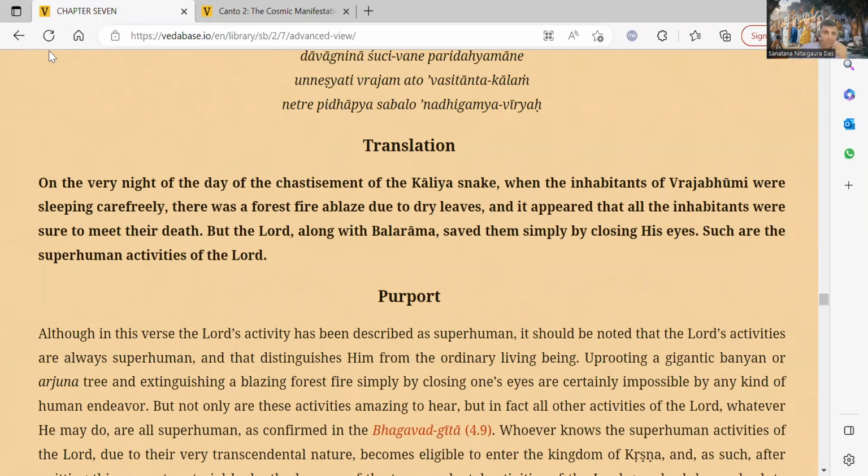On the very night of the chastisement of Kalya, everyone thinks, okay, finally Kalya is taken care of. When the wives of Kalya came and prayed to the Lord, he did not kill Kalia, right? He actually sent away Kalia. Right after that, when the inhabitants of Rajabhumi were sleeping carefreely, there was a forest fire ablaze due to dry leaves. And it appeared that all the inhabitants were sure to meet their death, but the Lord, along with Balarama, saved them simply by closing his eyes. Such was the superhuman activities of the Lord.